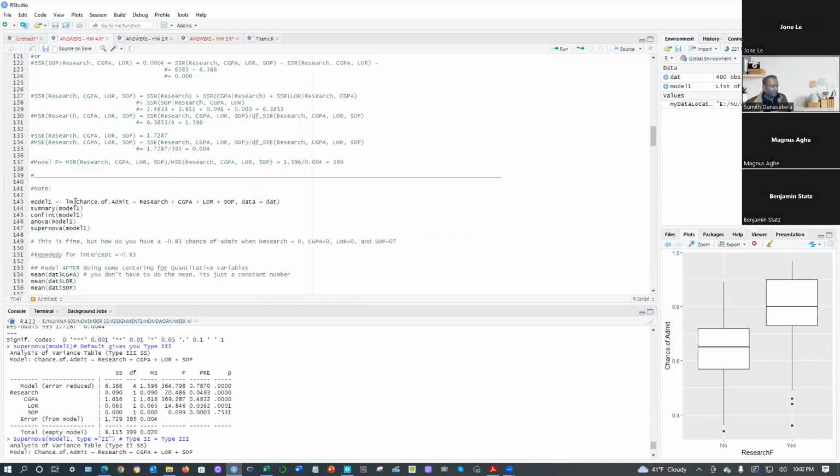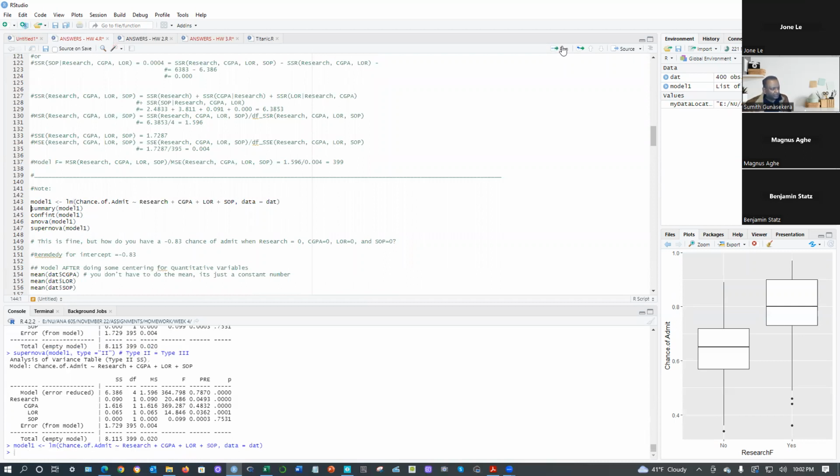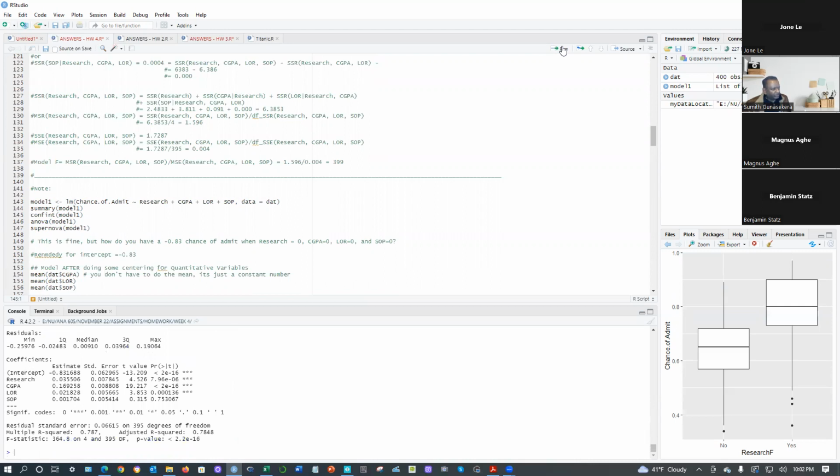So look at this here. Now we're going to build up a different kind of setup. I'm going to run this one. When you run it, go to summary. You have a serious issue here: a negative value. What does that mean? It's saying that when research is none, GPA is 0, and letter of recommendation has a 0 value, the statement of purpose, you're going to get what? Chance of admit is negative.